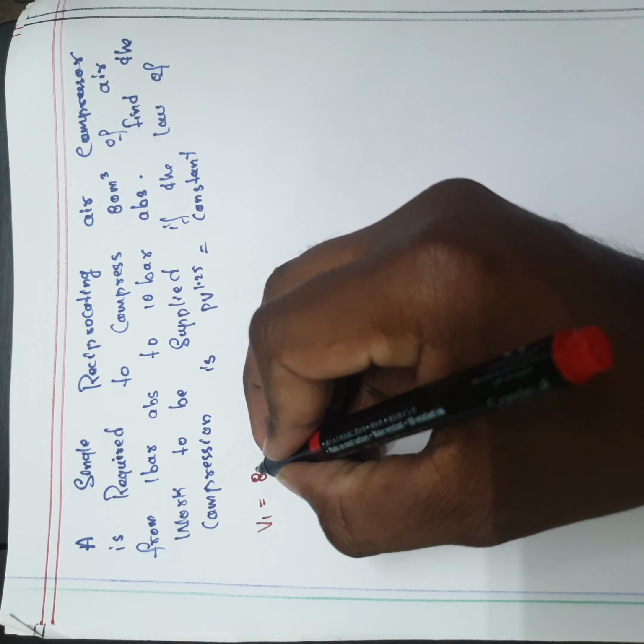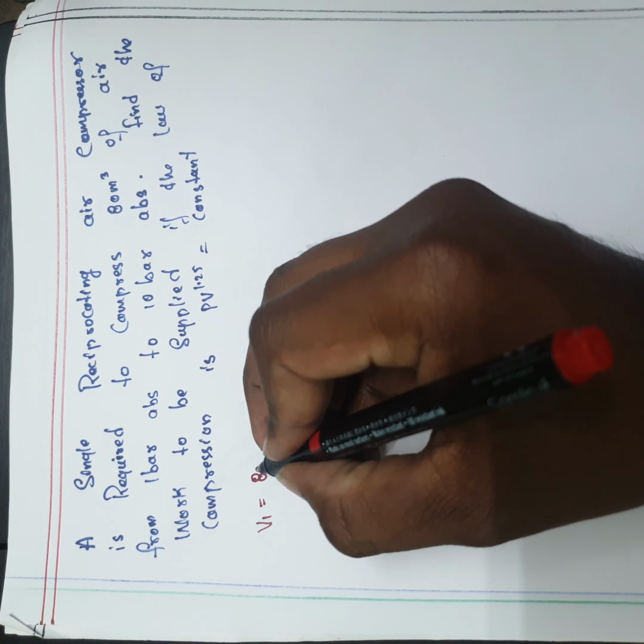Similarly, do the same thing here. How much is given here? 7. This can be written as 7 into 10 to the power of 5 Newton per meter square, that is 7 into 10 squared into 10 cube Newton per meter square. This can be written as 700 kilonewton per meter square. After that, what is given? The compression is isothermal, and the R value is given.